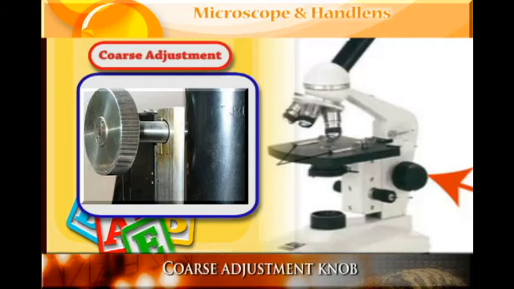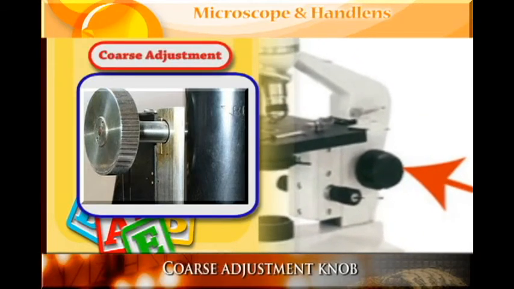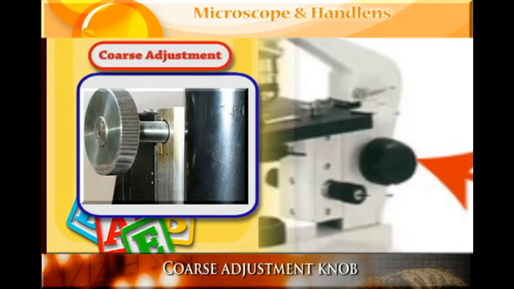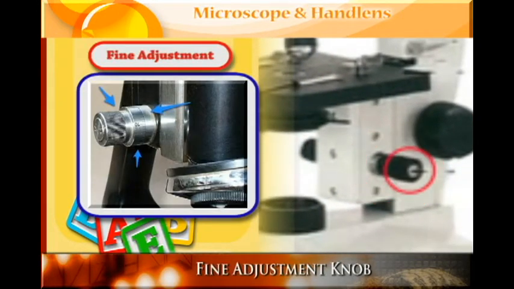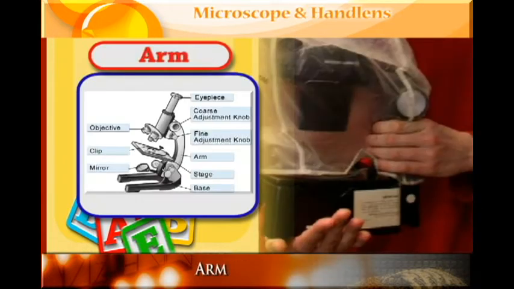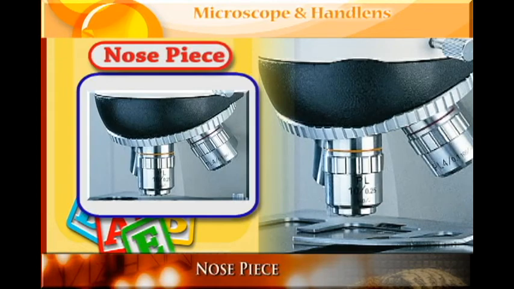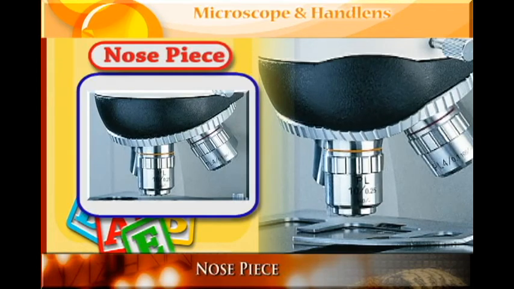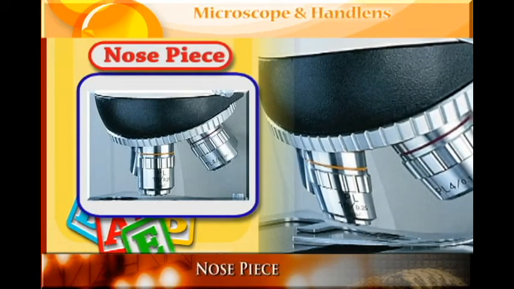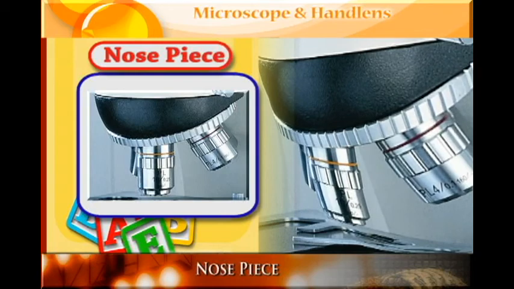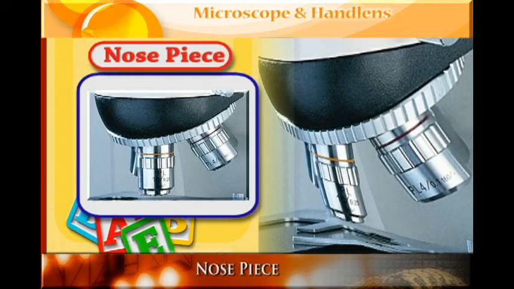We have seen the coarse adjustment knob. Of course, that one is for clear focus of the specimen. Then we have the fine adjustment knob for fine focus of the specimen. We have the arm, which is used as a framework for attachment and also for carrying the instrument. Then we have talked of the nose, which is used to rotate the objectives and bring them into position, and also holds the objective lenses.